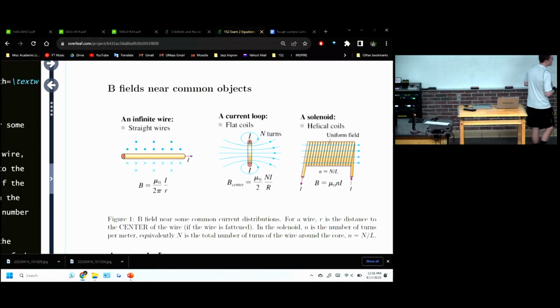Again, these equations, we had B due to a point charge or a small bit of current, but for extended objects, these formulas give you the B field near the object. Question: for the current loop, if there's multiple loops, does the radius increase? No, you're basically just wrapping the wire exactly perfectly on itself. You assume it doesn't get wider. You just wrap it many, many times. It's kind of dumb. There honestly shouldn't be an N in that equation. No one uses it.